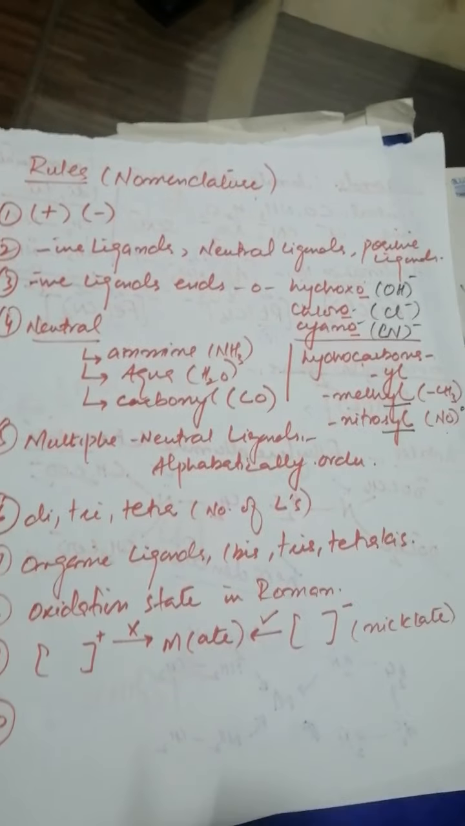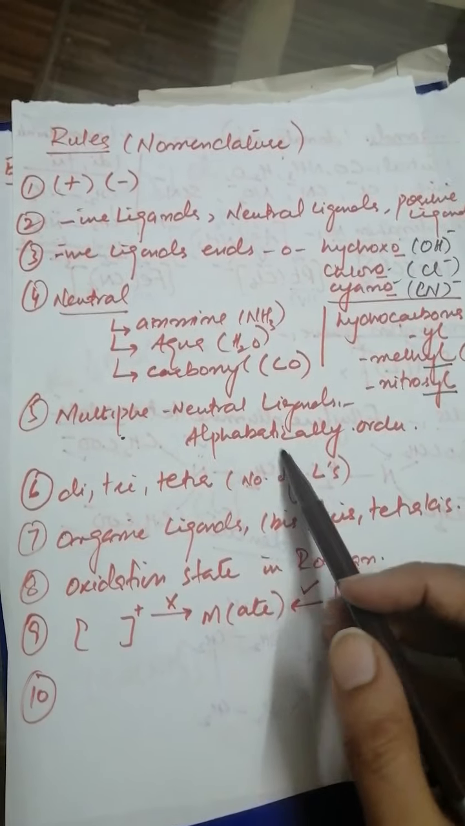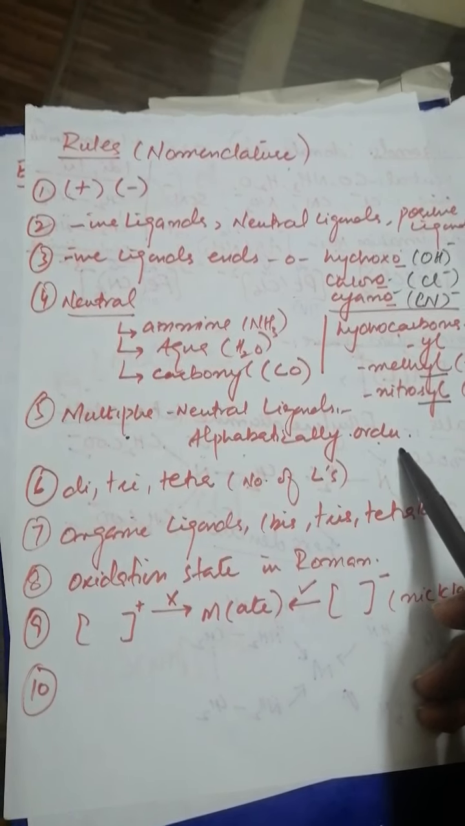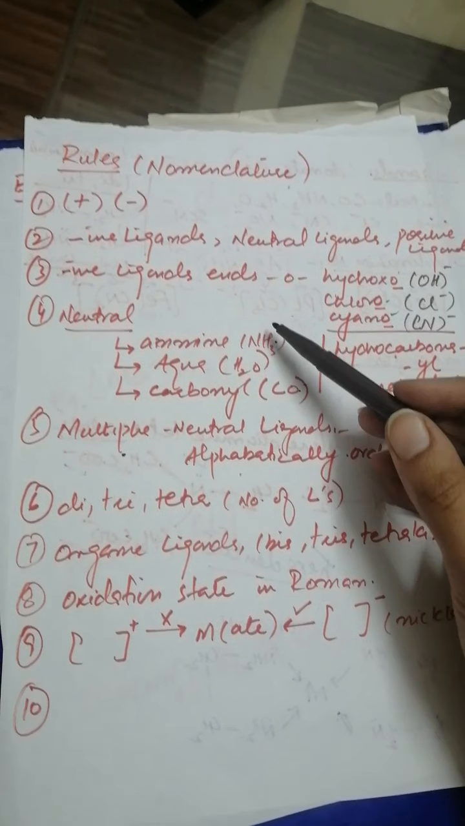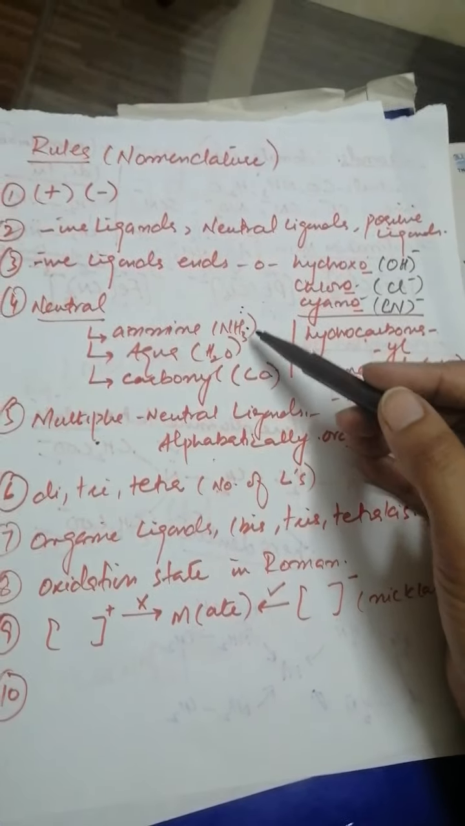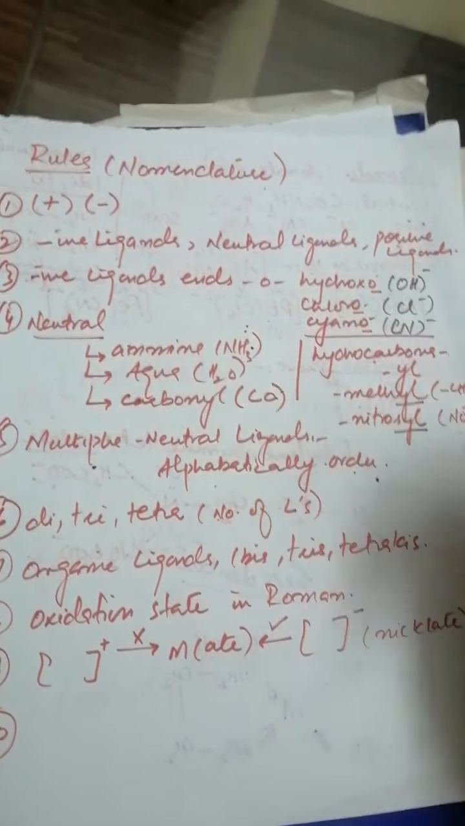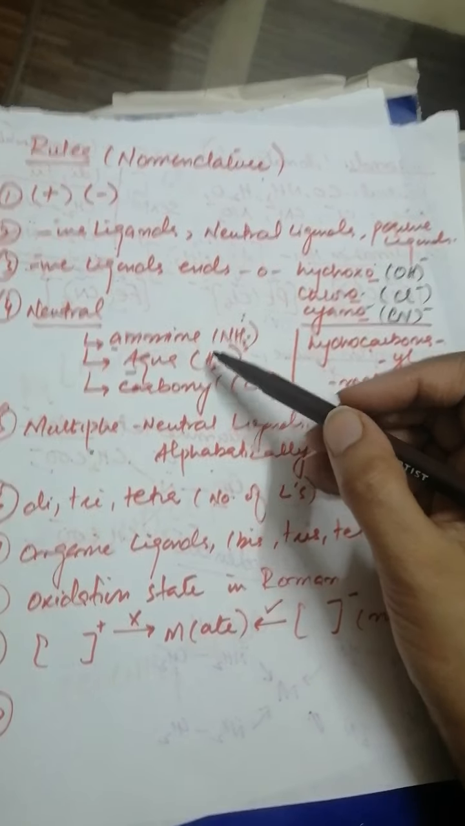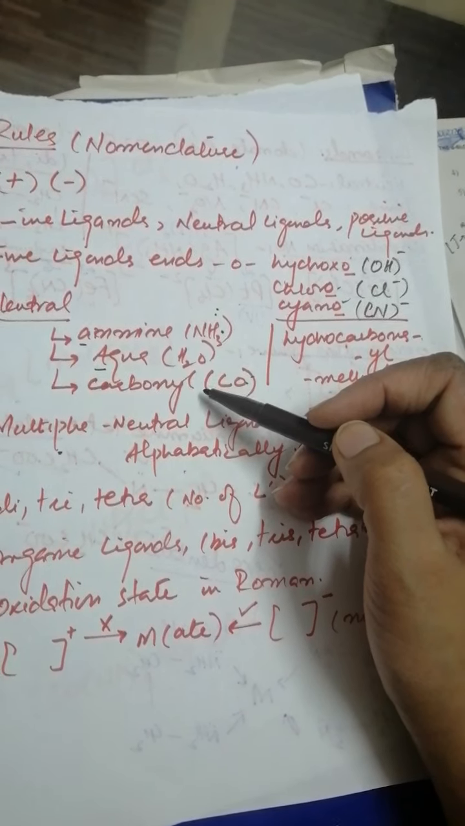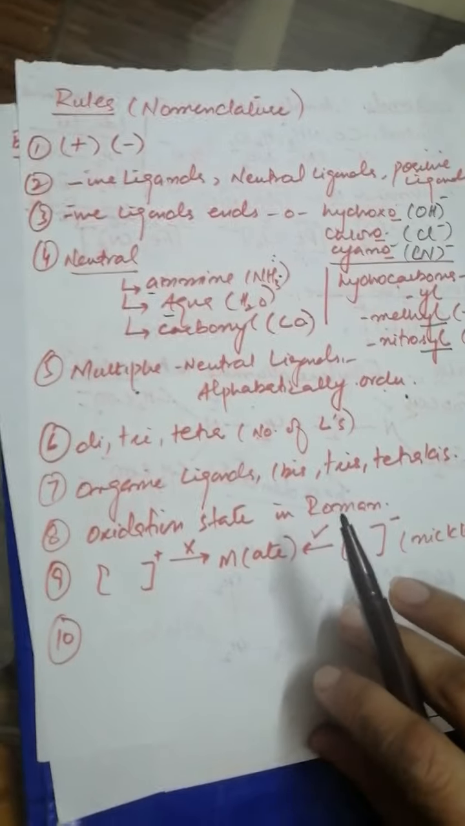Okay, then we have, yes, if we have multiple ligands, we need to name them in alphabetical order. Like if we have ammine, aqua, carbonyl, we need to name ammine first, then aqua, and then carbonyl, because A comes first and then C. But you need to consider just the first letter, right? You can even name aqua first, but usually we name ammine first. So it's ammine and then carbonyl, right? Because A comes before C. So you need to name in alphabetical order.